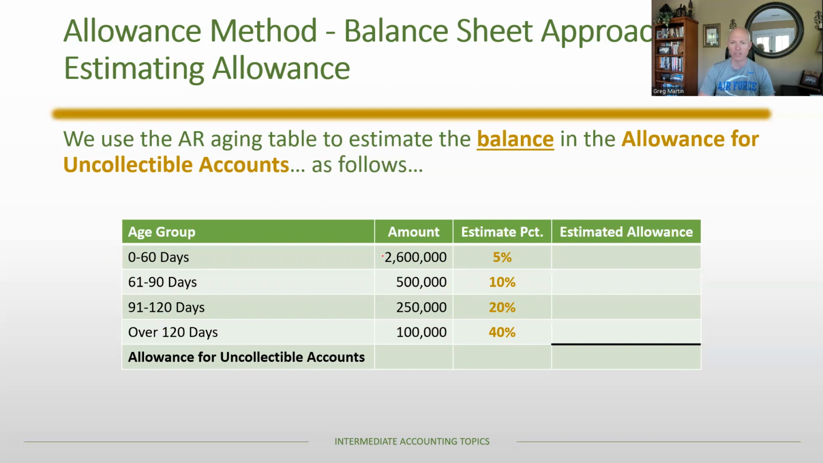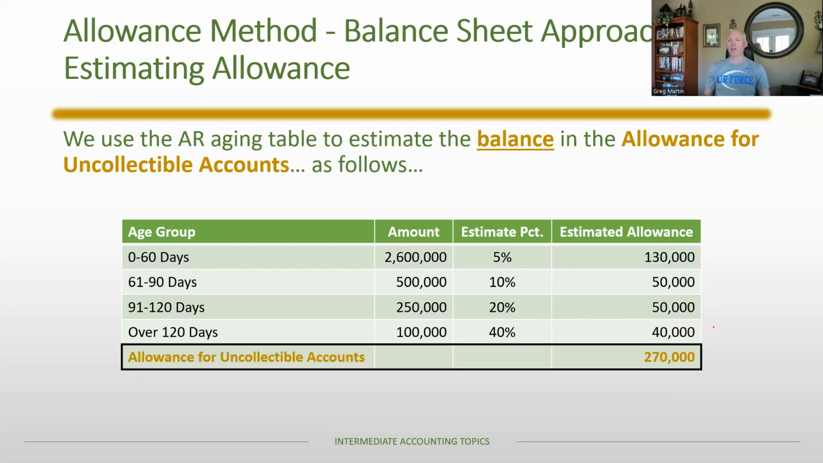So, ones that are fairly new, we're pretty sure we're going to collect them. Like 95% of the time we're going to collect, which means 5% of the time we're not going to collect. But notice now, as you get a little bit older, those that are over 120 days, we're basically saying, listen, there's a 40% chance these people are never going to pay. And so what that means is within each of these categories of receivables, there's an estimate of how much we won't collect within each category. And then we add them all up, and that gives us the balance.